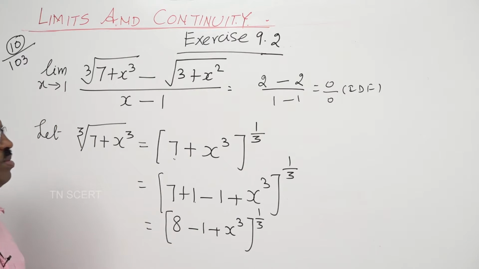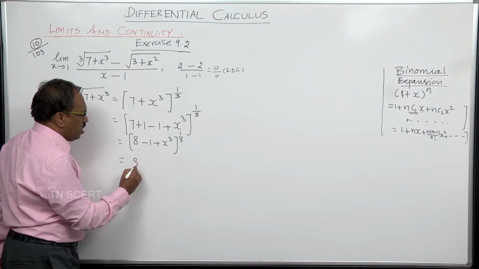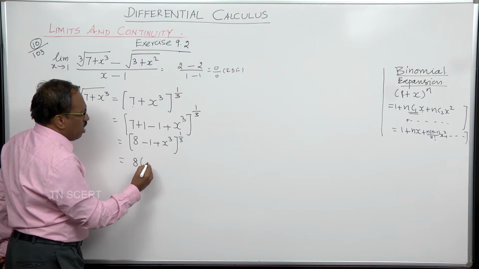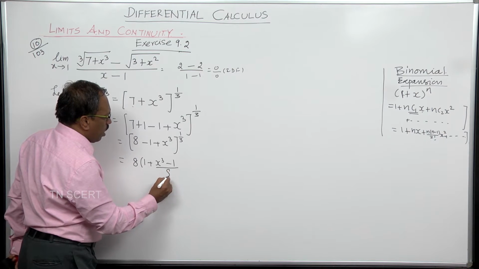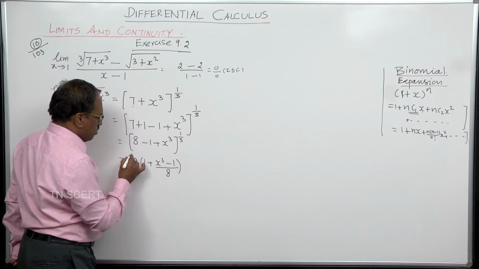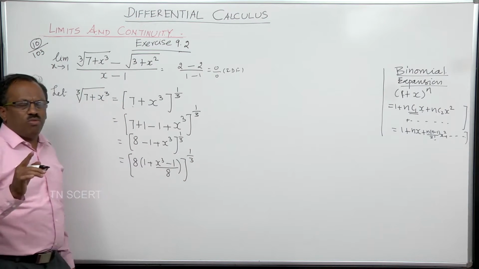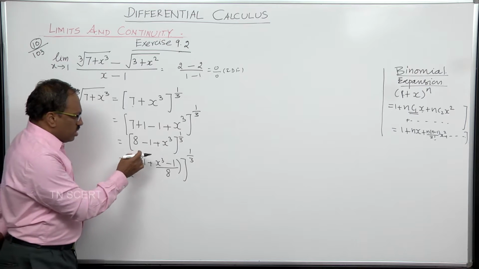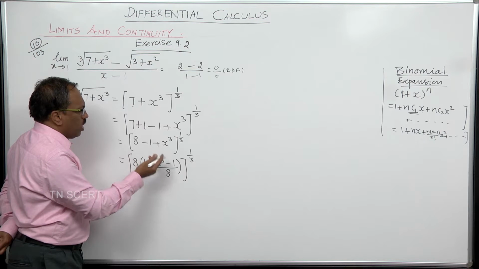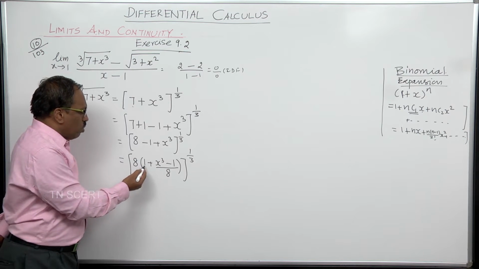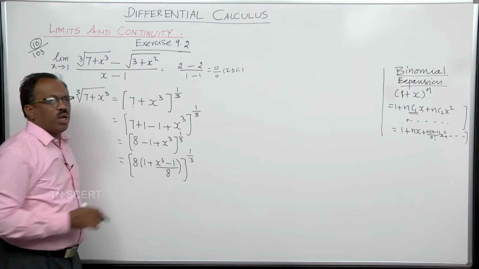This is the term. Now let me rearrange it: 8 bracket 1 plus x cube minus 1 by 8, like this. Shall I take it this way? Can we continue here? So see here, 8 as it is remains, and then x cube minus 1 over 8. 8 into 1 is 8. 8 bracket x cube, 8 and 8 getting cancelled, x cube minus 1.